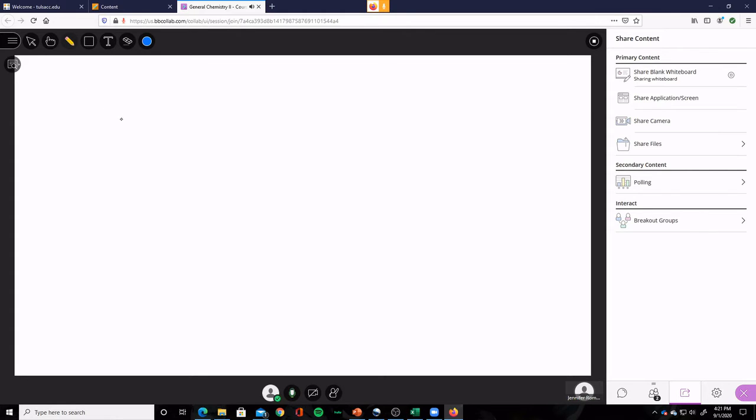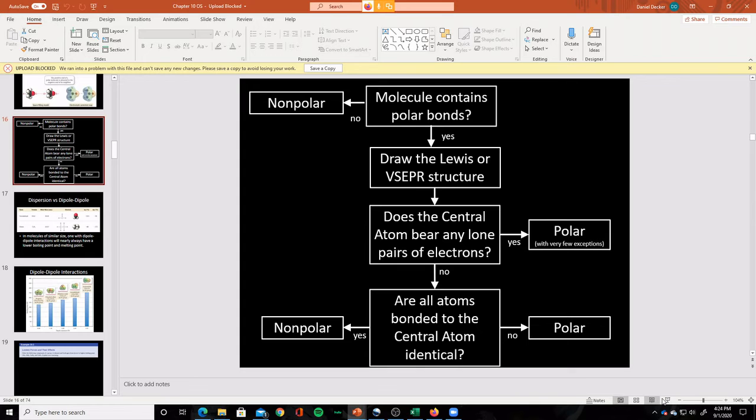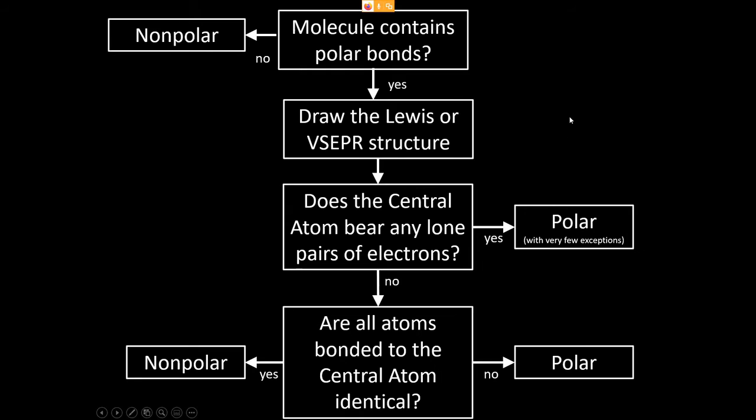And so what we're looking for there is we're trying to determine, number one, do we have polar bonds? And then number two, actually it might be easier, let me pull something up real quick. Okay, can you see that? Can you see the slide again?